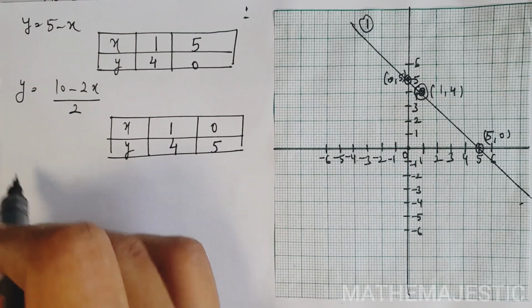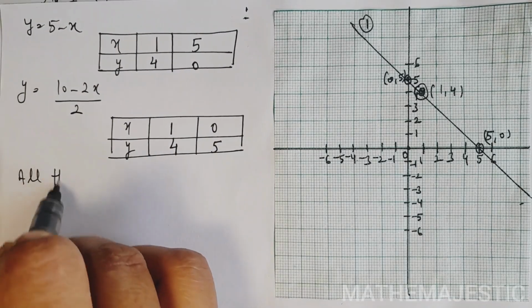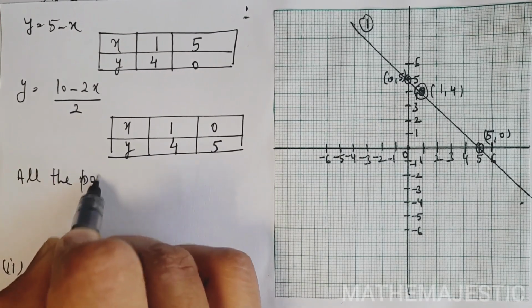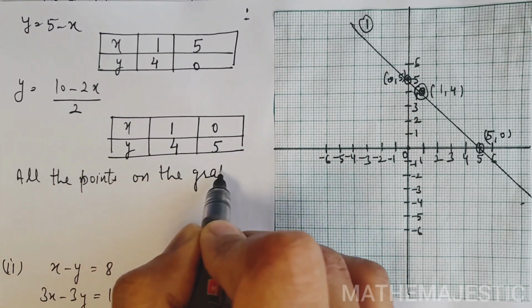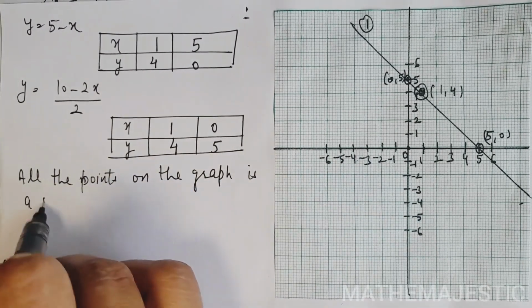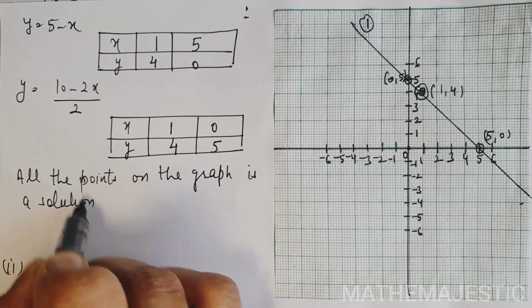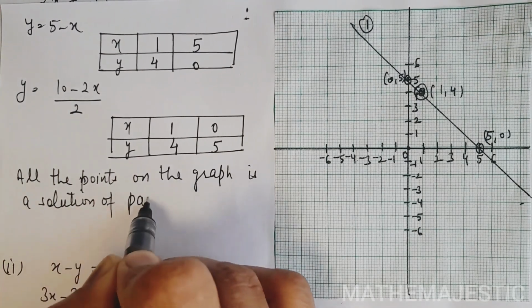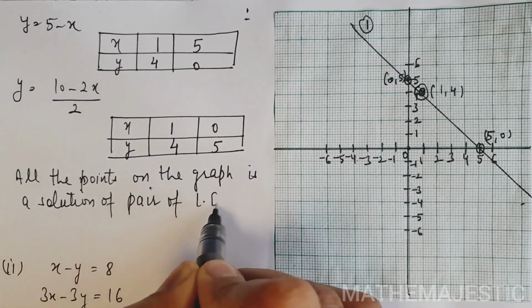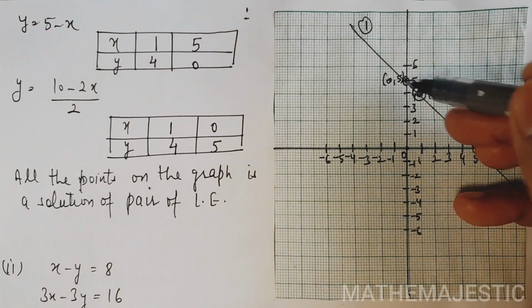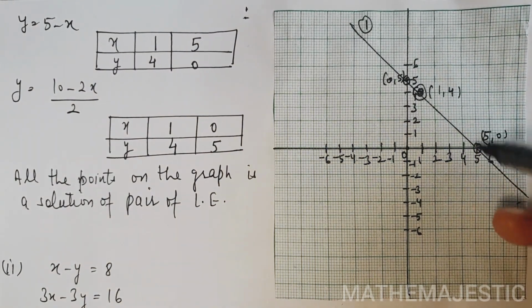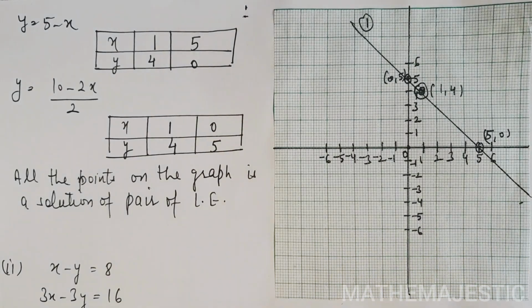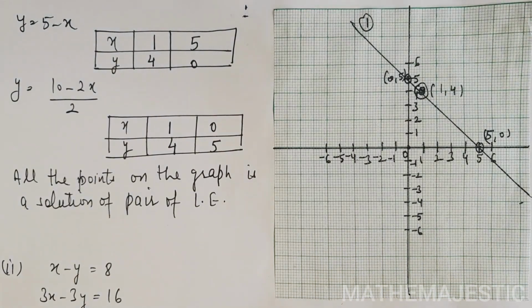So all the points on the graph is a solution here of the pair of linear equations. So every point, whether 0, 5, 1, 4, 5, 0, here this point, every point on this line. So there are infinite points on the line, so there will be infinite solutions also.